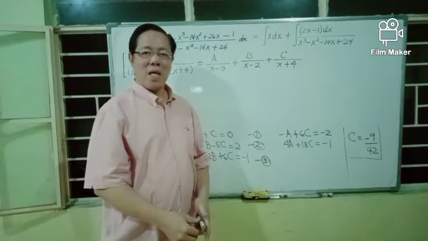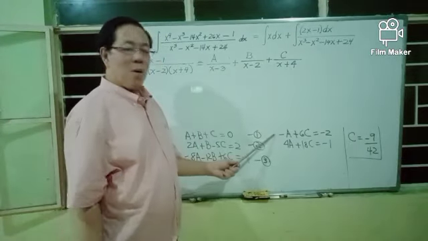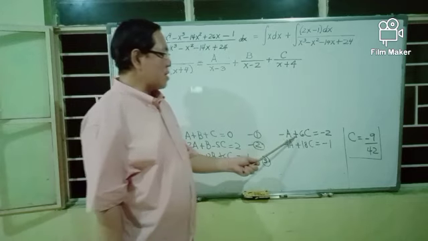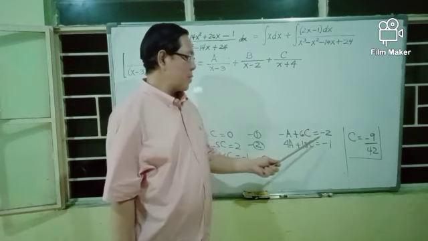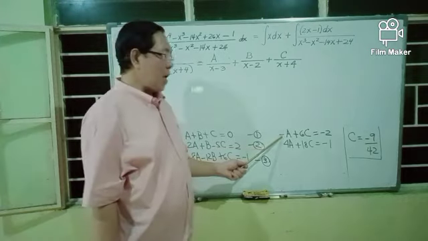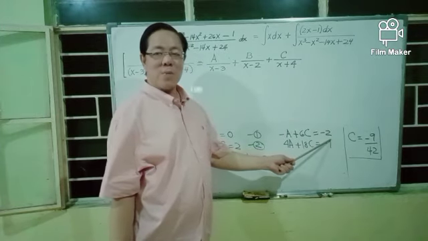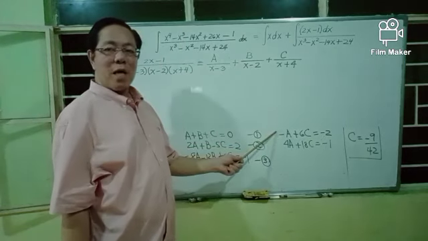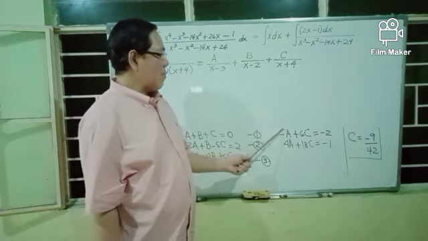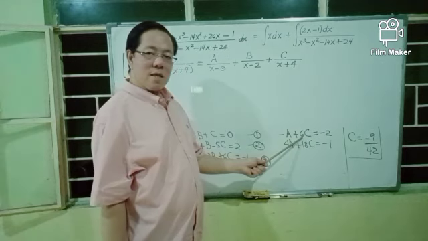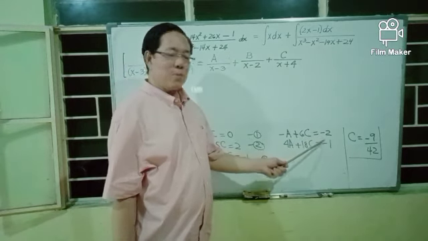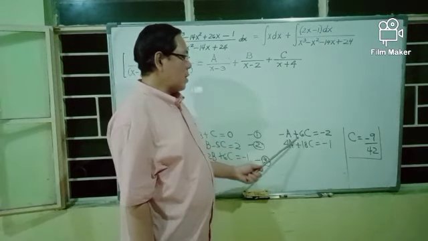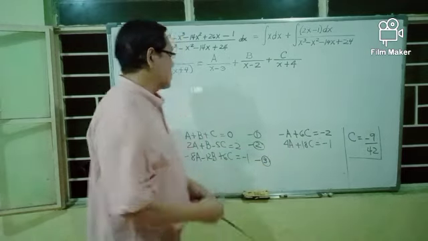Now solve for a. From this equation, minus a plus 6c equals negative 2, I will transpose negative a to the other side, so it becomes positive a. And I will transpose negative 2 to the left-hand side, and the left-hand side becomes 6c plus 2. Therefore, a is equal to 6c plus 2.